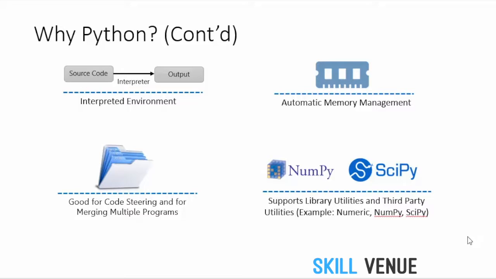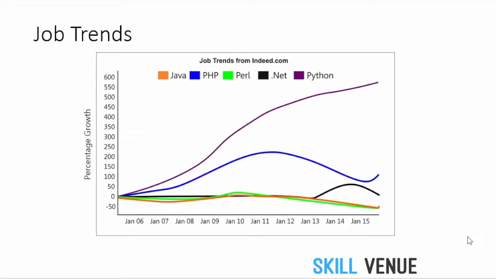Another beautiful feature of Python is automatic memory management. You need not worry about managing memory for the application you are building. Python will automatically take care of it. Apart from that, third-party packages like NumPy and SciPy are available for scientific applications. These are the different job trends in Python as of 2015. There is a lot of demand for people working on Python.